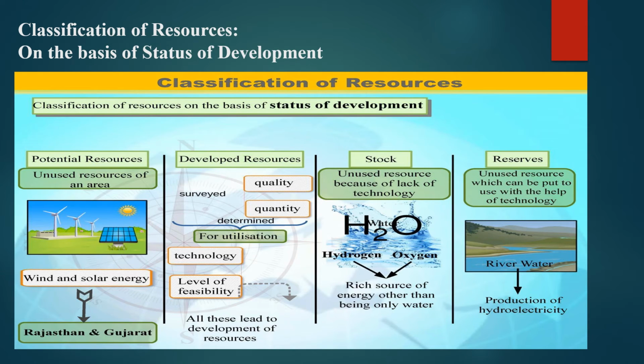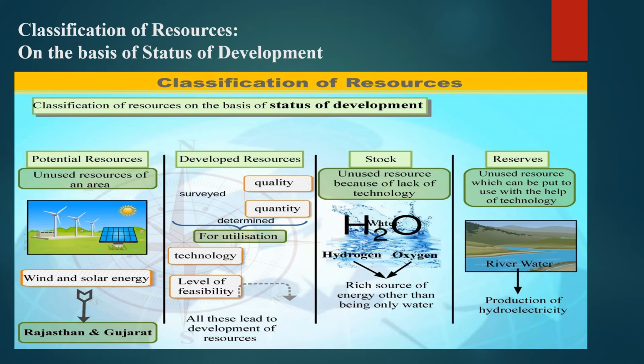On the basis of status of development, potential resources are those resources which are found in a region but have not been utilized. For example, Rajasthan and Gujarat have enormous wind and solar energy but have not been developed properly. Developed resources are those which are surveyed and their quantity and quality have been determined for utilization.